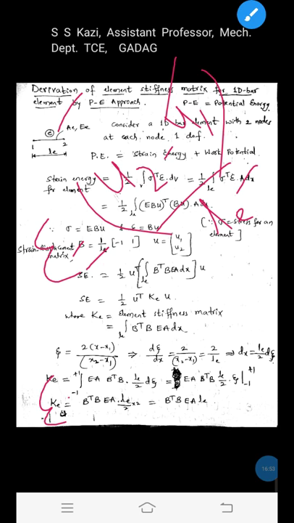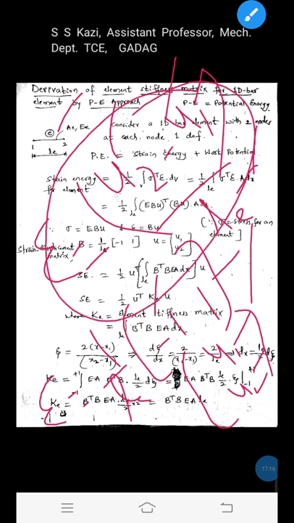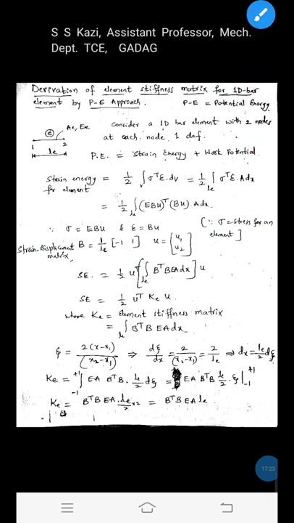This can be written in matrix form as 1 by LE into minus 1 1 into U1 U2. If you multiply it out, you will get 1 by LE, minus 1 into U1 plus 1 into U2, that is minus U1 plus U2 divided by LE. This expression can be written in matrix form, and in this, 1 by LE into minus 1 1 is nothing but the B matrix, that is the strain displacement matrix. That's why in short it can be written as BU.